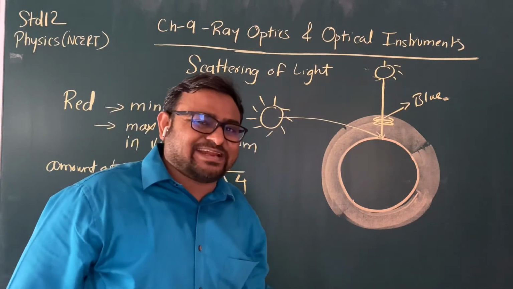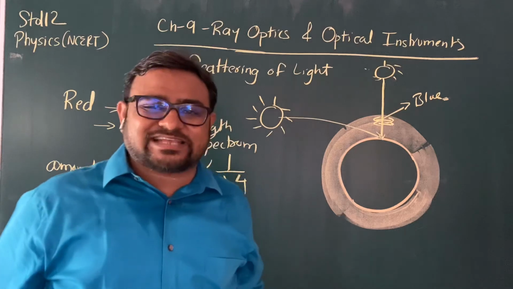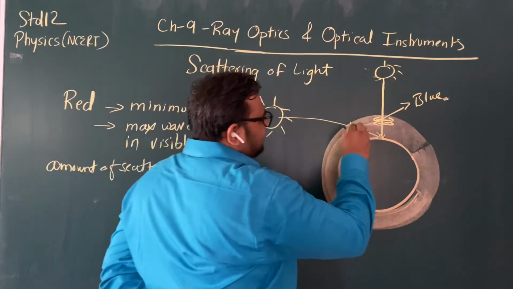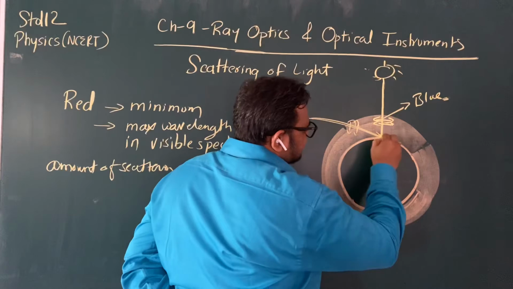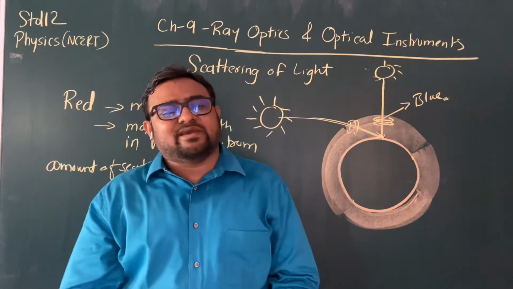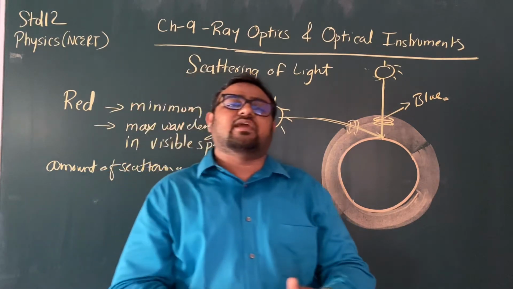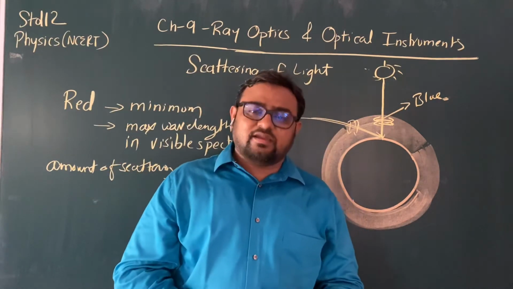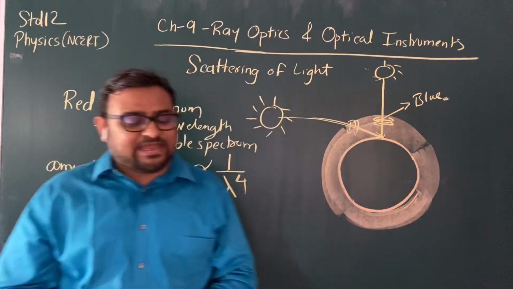So what happens? Which light scatters minimum? Red light. As red light scatters minimum, all the other lights are scattered in the atmosphere and red light reaches the observer's eyes. So the sun appears red in the evening or in the early morning, right? That is the reason. Clear? So this was about scattering.